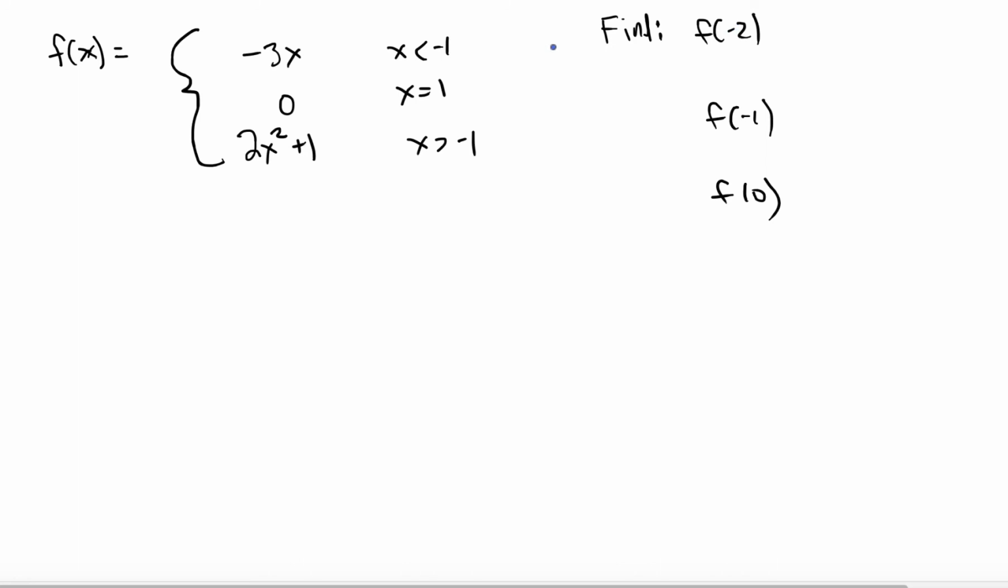F of negative 2, does negative 2 fall into this piece here, or this piece here? Well, obviously negative 2 is less than negative 1. So we want to evaluate f of negative 2 using this piece. So f of negative 2 would equal negative 3 times negative 2, which equals positive 6. Okay, so that is f of negative 2.